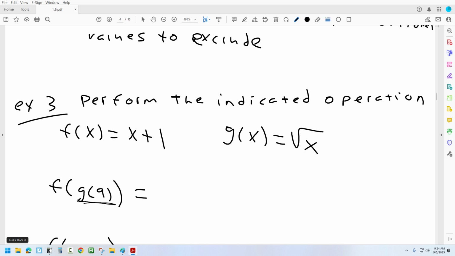Yes, Evan? Square root of x. Square root of x. And what number do they want me to fill in for x in function g? 9. Yep, so that's the first thing I'm going to do. Don't worry about the f on the outside, just worry about g of 9. Take the 9 and fill it into function g. So square root of 9. Okay, square root of 9 is going to give me how much? Yeah, 3. So now they're asking me to find f of 3.